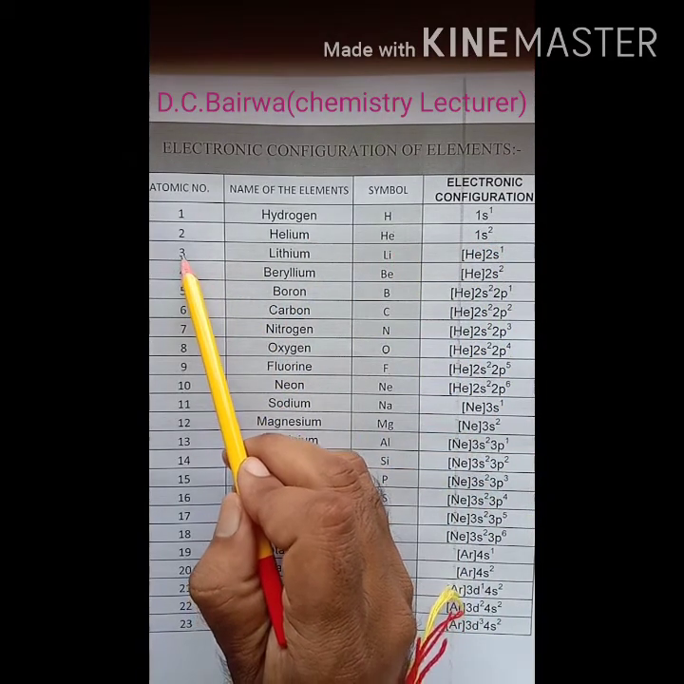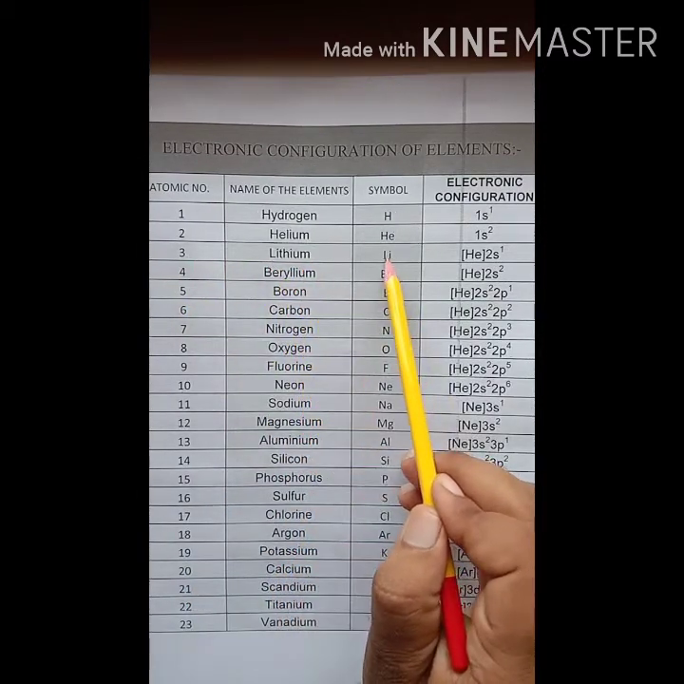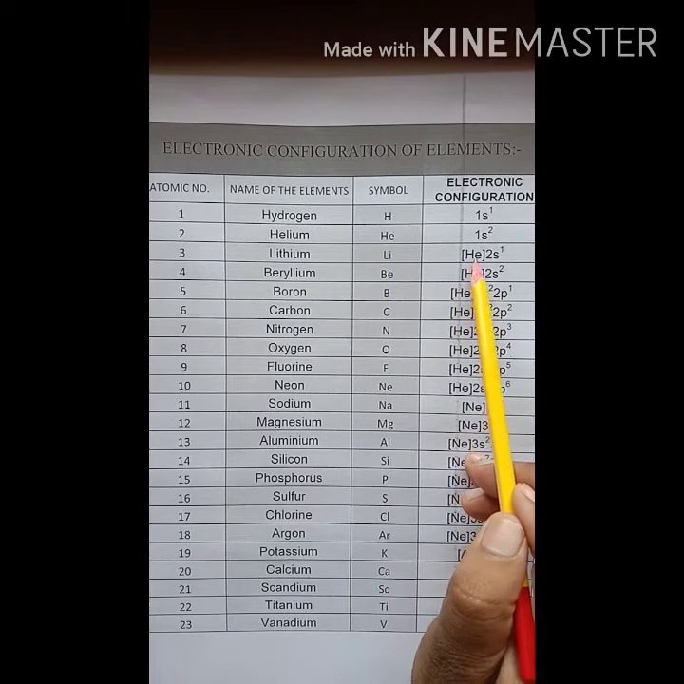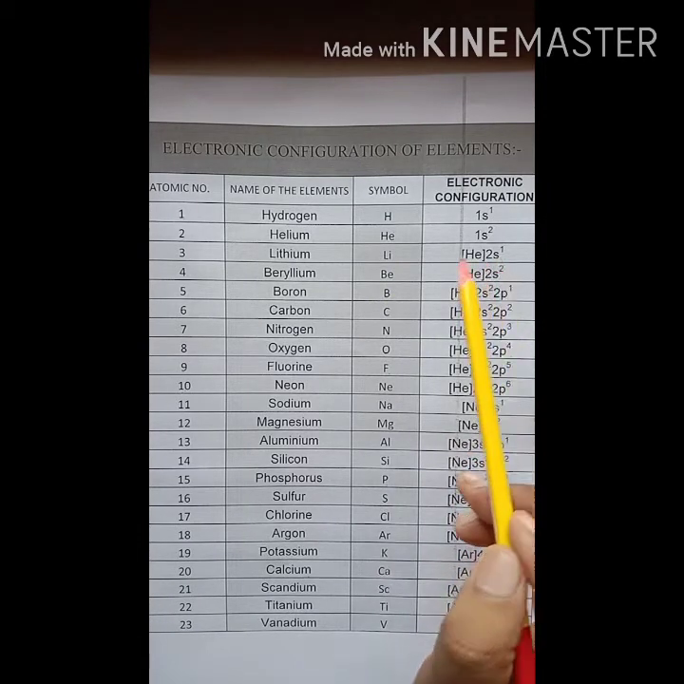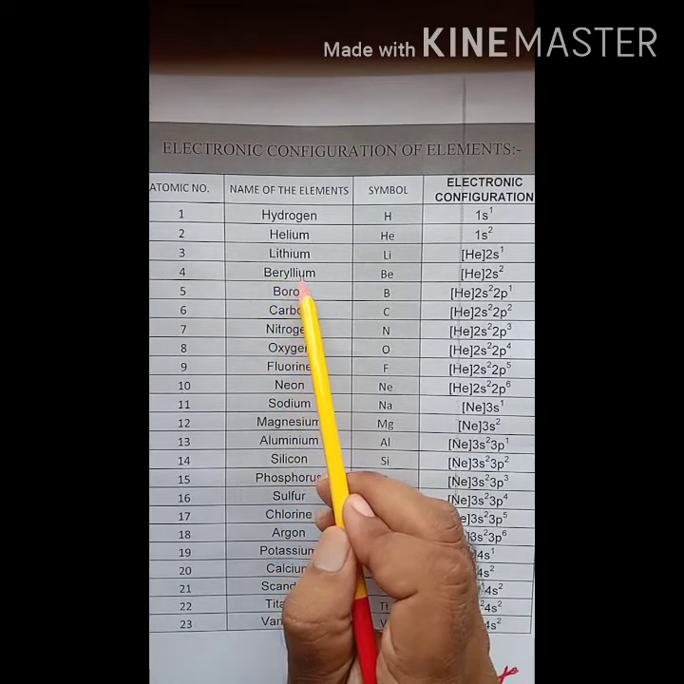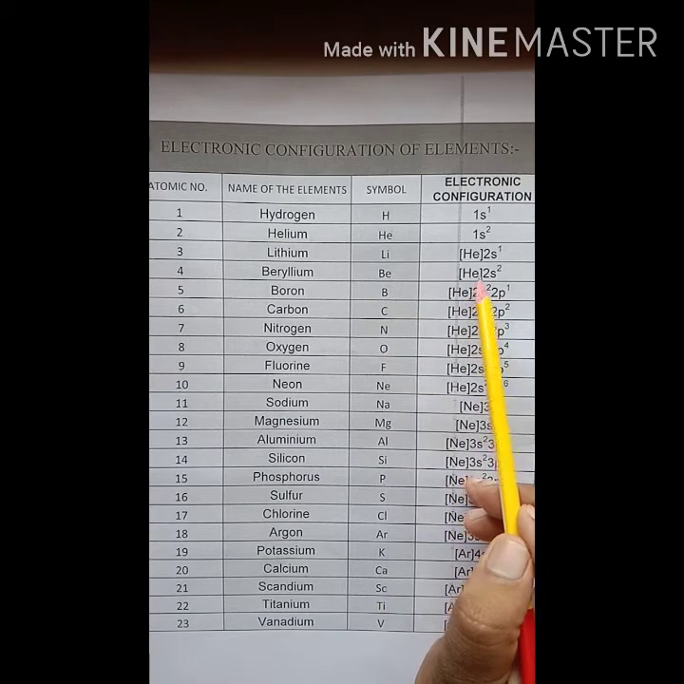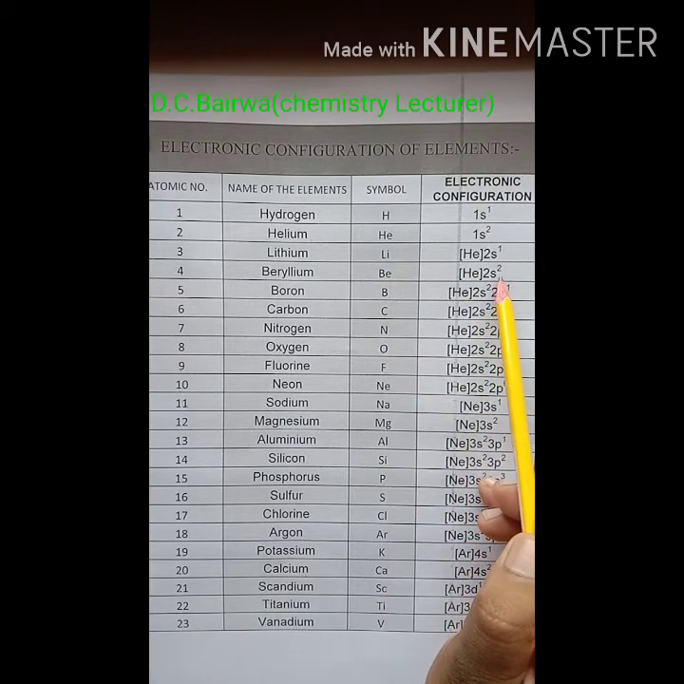The next atomic number is 3. Name of the element is lithium. Symbol is Li. Electronic configuration is [He] 2s1. Next atomic number is 4. The name of the element is beryllium. Symbol is Be. Electronic configuration is [He] 2s2.